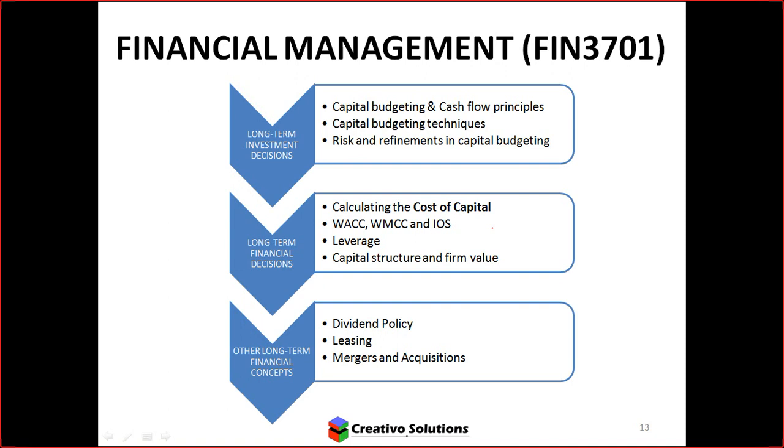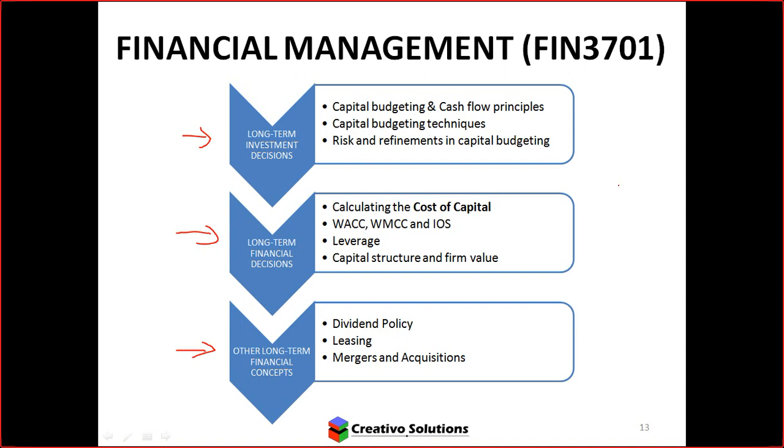Things like calculations. Right, I've tried to show the layout and format of this particular module in terms of three categories. So long-term decisions in terms of investment, long-term financial decisions, and then other considerations. All of these bullet points represent different chapters that we'll be looking at over the course. The first chapter, which is today's focus, is capital budgeting and cash flow principles. We're looking at the actual budgeting in terms of how do I allocate funds to certain projects, and what do I need to be mindful of when determining what the cash flows are going to be for that particular project or investment that I'm going to be accepting or rejecting.